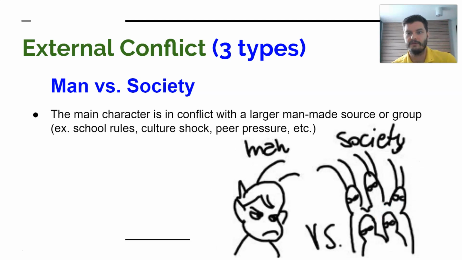The last type of conflict that we're going to talk about today is man versus society. This is when the main character is in conflict with a larger man-made source or group. Example, school rules, culture shock, peer pressure, etc. So, I'll give you an example here.